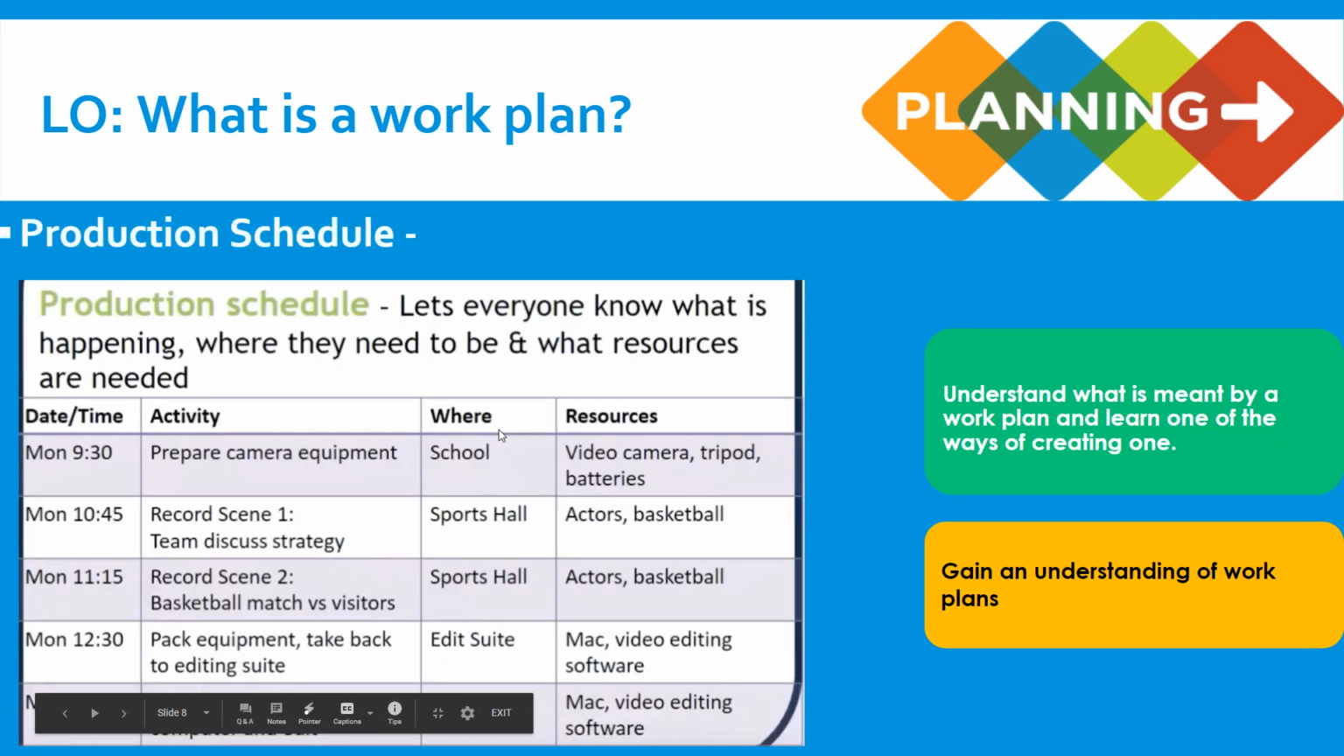Production schedule. This is commonly used in the film industry. So it's when certain scenes will be shot, where they'll be shot, and the resources needed. So again, record scene 1, team discuss strategy in the sports hall, and the resources needed are access and a basketball, and that will be on Monday at 10:45, obviously in the sports hall.